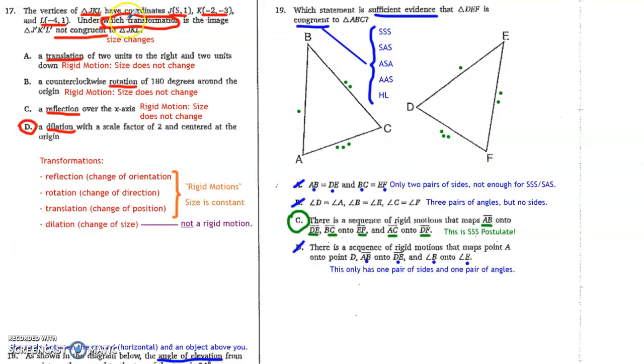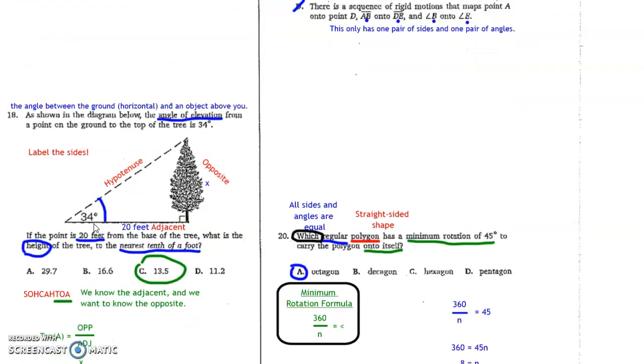All right, it asks us which transformation gives us JKL not being congruent to J'K'L'. Well, all of these are rigid motions except for dilation, so this is a pretty easy question. Please remember the rigid motions are reflection, rotation, and translation, and dilation is not a rigid motion.